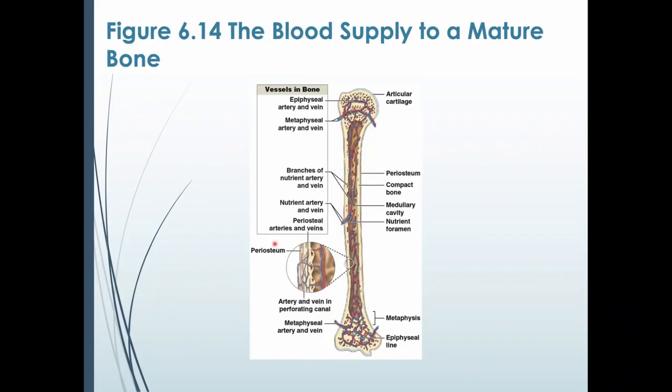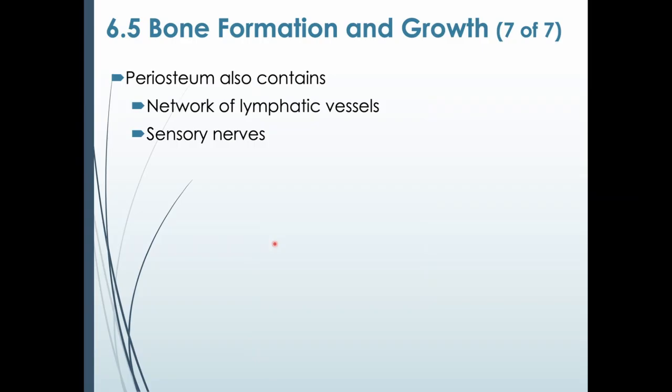So there's a nice little picture of what I was telling you about. I'll let you go through it. You can go back and forth between the last slide. The periosteum is also going to contain lymphatic vessels, a network of those, and also sensory nerves.